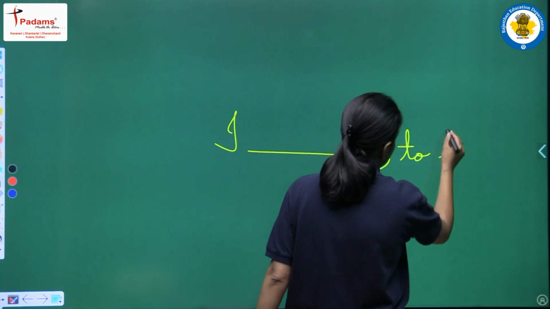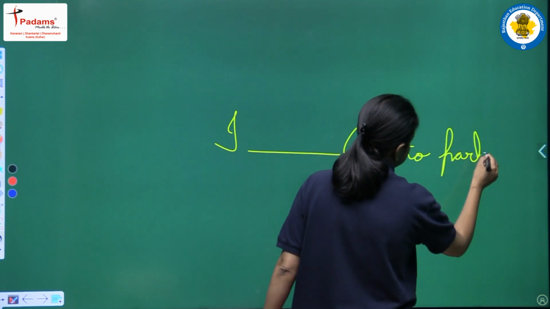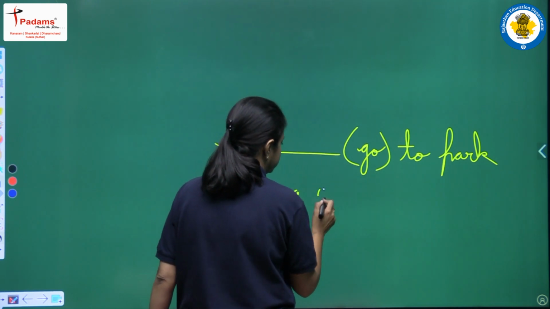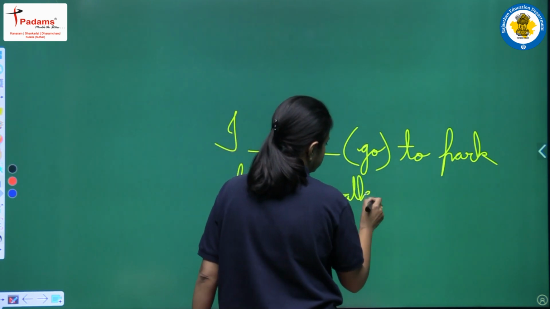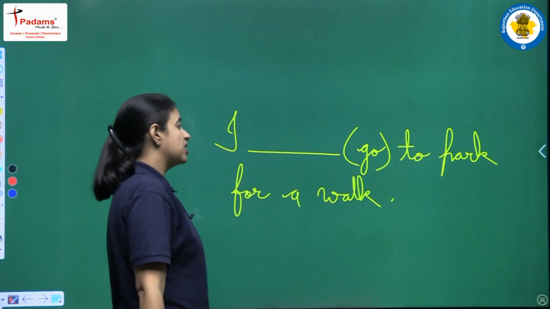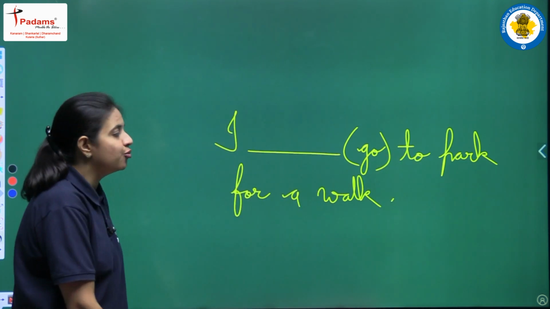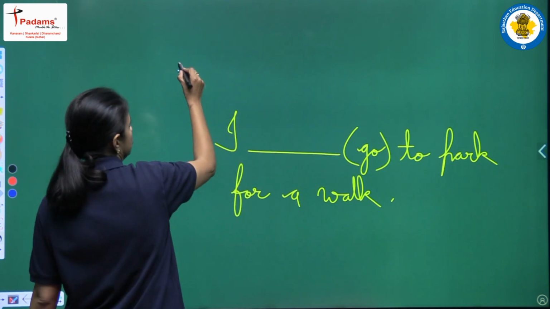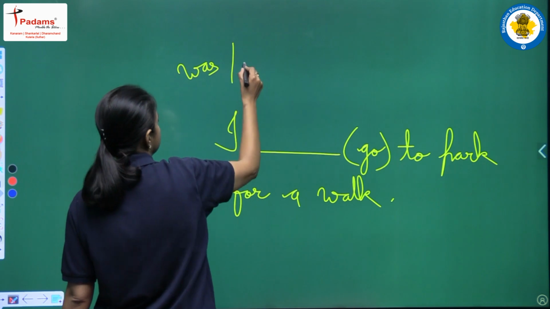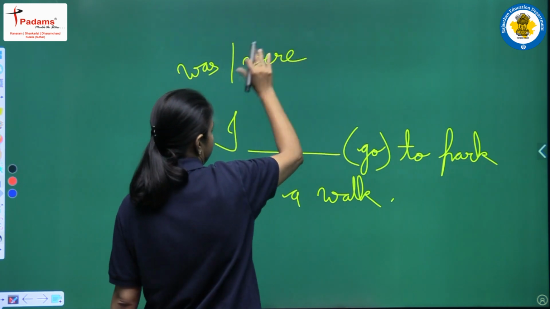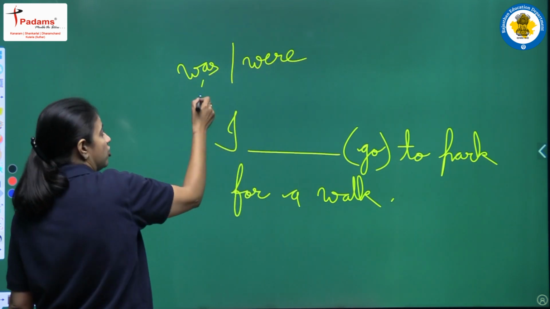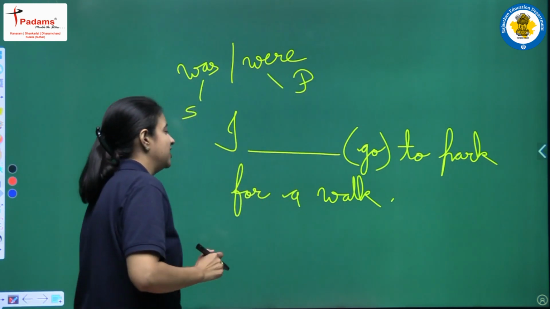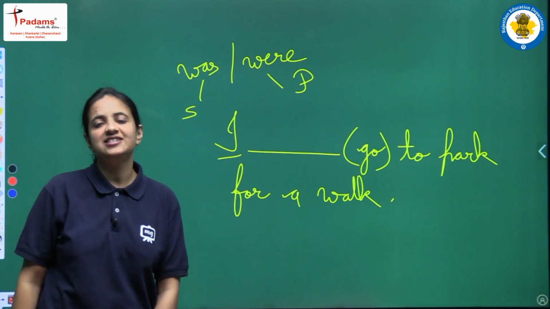I go to park for a walk. Let's complete it. So this is the past continuous tense, and we are having two helping verbs that we have discussed, was and were. Was is used for singular subjects, were is used for plural subjects, and we are having I as our subject.